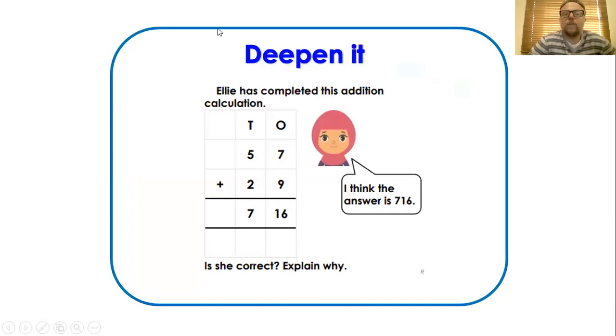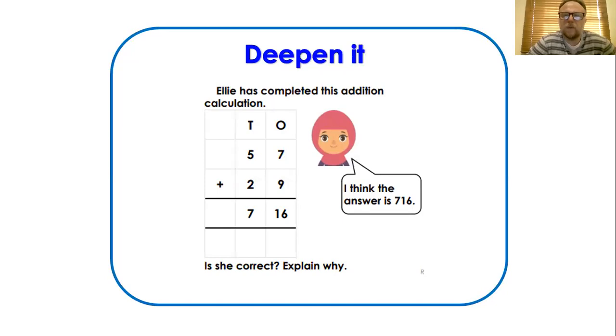And your final deepen it slide today. We haven't actually laid any of them out like this today, but I think you may be able to answer this question if you remember back to my mistake on my early work. So Ellie has completed the addition. She thinks that she's got 57 add 29. The answer is 716. Is she correct? Explain why. Now I think you know she's not correct.